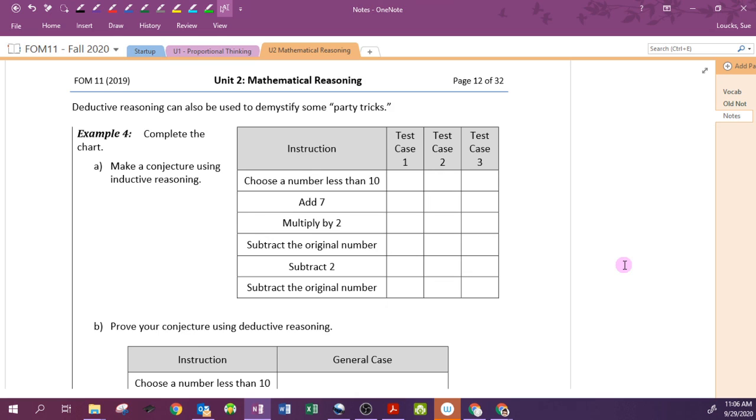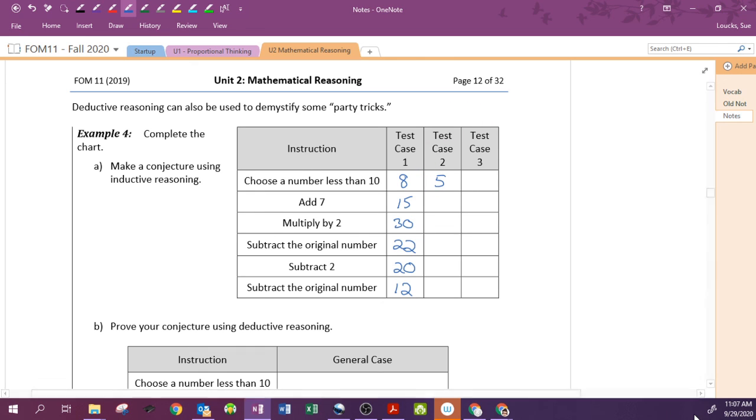So make a conjecture using inductive reasoning. So choose a number less than 10. I'm going to choose 8. If I add 7, I get 15. If I multiply by 2, I get 30. If I subtract the original number, 30 minus 8 is 22. And then I subtract 2 and I get 20. And I subtract the original number, 20 minus 8 is 12.